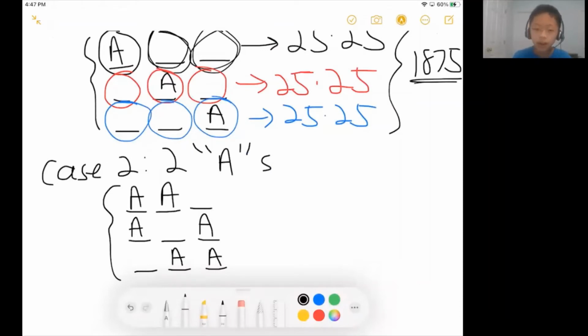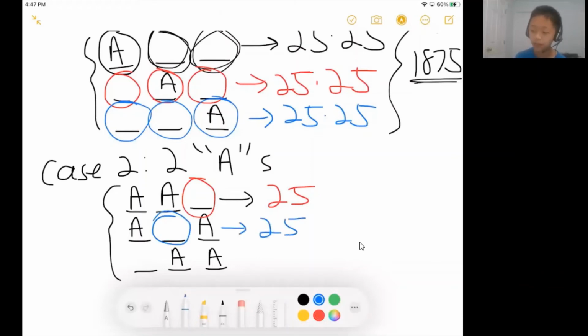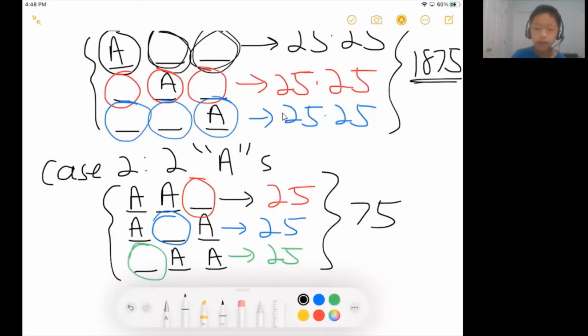So what we would do here is, for each of these, look at how many ways we can put the last letter. For example, in the case AA and then blank, there are 25 ways for what that last letter can be. Then for the blue part, there are another 25 ways to pick what other letter goes there. And for this green one here, again, there are 25 ways by symmetry. So you'd add these up and you would get 75. So there are 75 ways to have exactly 2 A's in the 3-letter word.